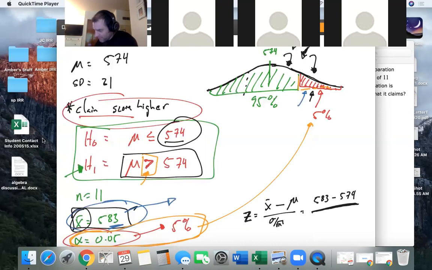So I've got z. Okay, so here's x bar minus mu over the standard deviation divided by the square root of n. And now looking at, okay, any questions of where my numbers have come from so far? Okay, so it told us that the standard deviation is 31, then divided by the square root of our sample size, and that's 11.